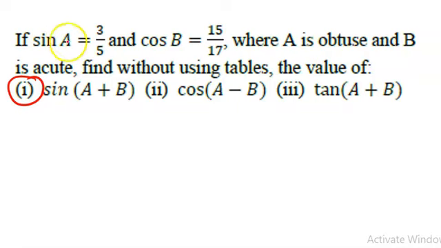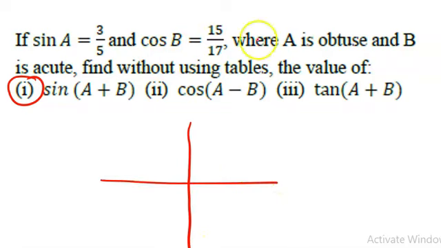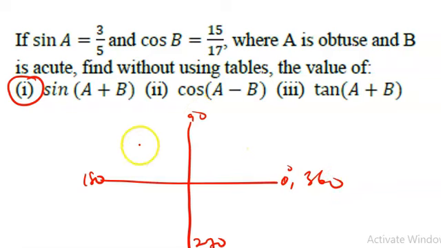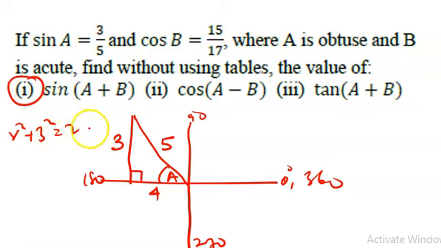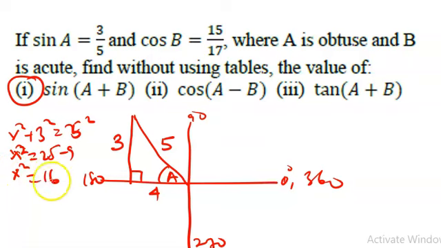Good. Now, if sine A is 3 over 5, then we need to find the corresponding ratios. Now, A is obtuse. If A is obtuse, let's look at our diagram, then coming by 360. Between 90 to 180, they will give us the obtuse. So angle A will be found here. So this is angle A. Now sine is opposite over hypotenuse. So this is the opposite side and this is the hypotenuse 5. And when you calculate, this side will be 4 by Pythagorean triple. You know how to do. So x squared plus 3 squared is equal to 5 squared. So x squared will be 25 minus 9. x squared is equal to 16. So x will be 4.